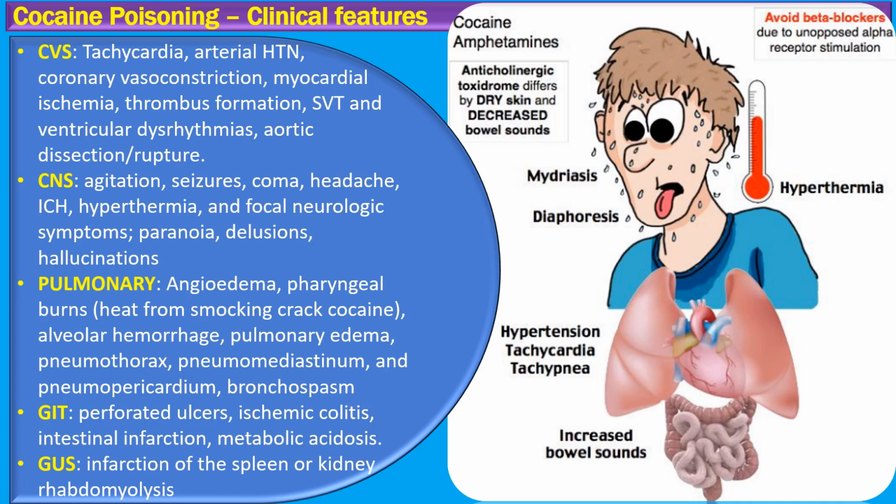Cocaine also has harmful effects on the respiratory system. When crack cocaine is smoked, it requires high temperatures to vaporize. This process can lead to angioedema and pharyngeal burns. The injuries we see in the upper and lower airways are primarily due to the inhalation of heated fumes, not a direct toxic effect of the drug itself. Alveolar hemorrhage is a serious condition that can result from this.